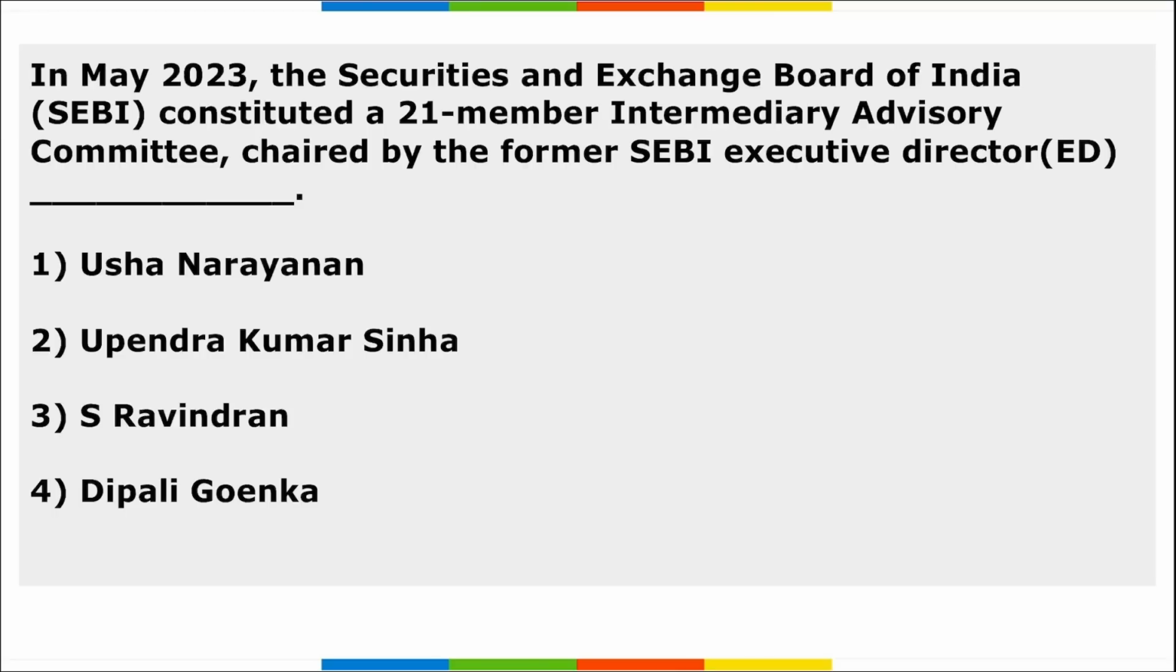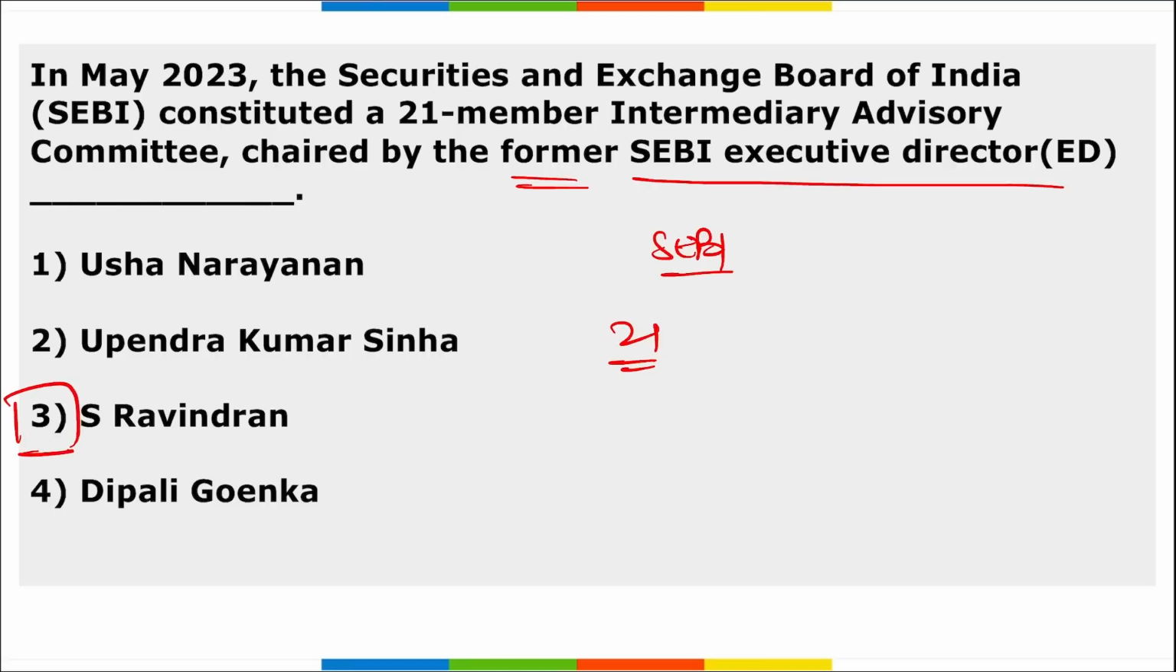Correct? Next, SEBI recently constituted a 21-member intermediary advisory committee that will be chaired by a former SEBI executive director. Who is he? So the correct option is S. Ravindran, right? Here, this committee will be advising on various changes in the legal framework and increasing the transparency in the functioning of the market.